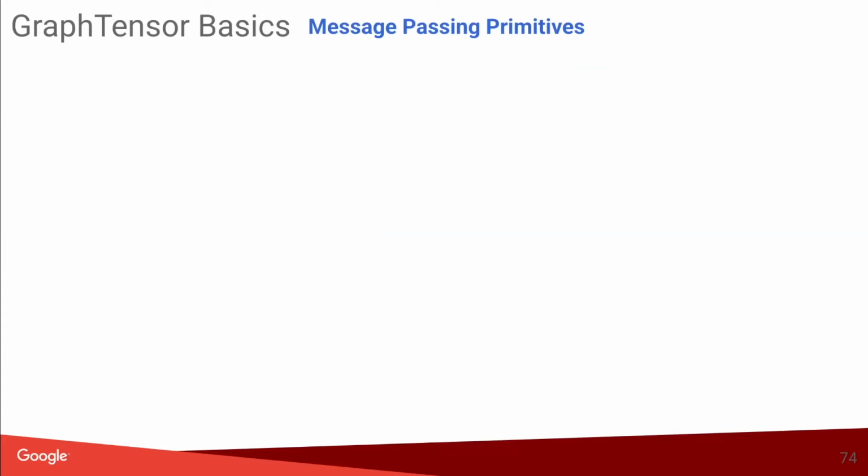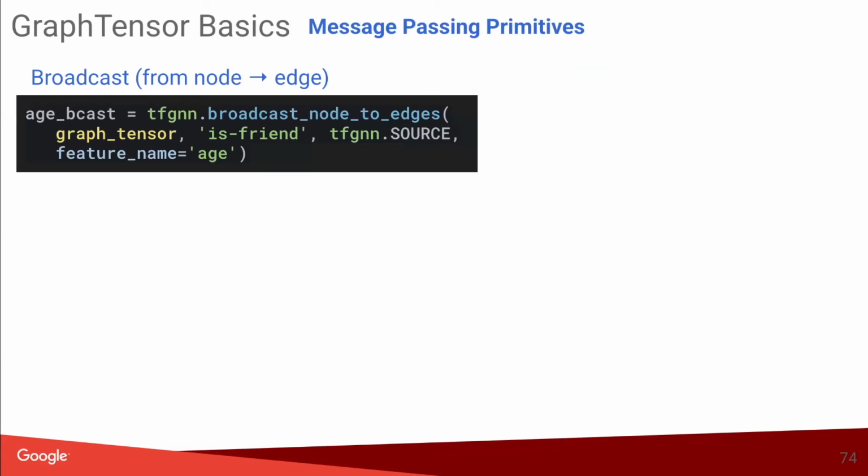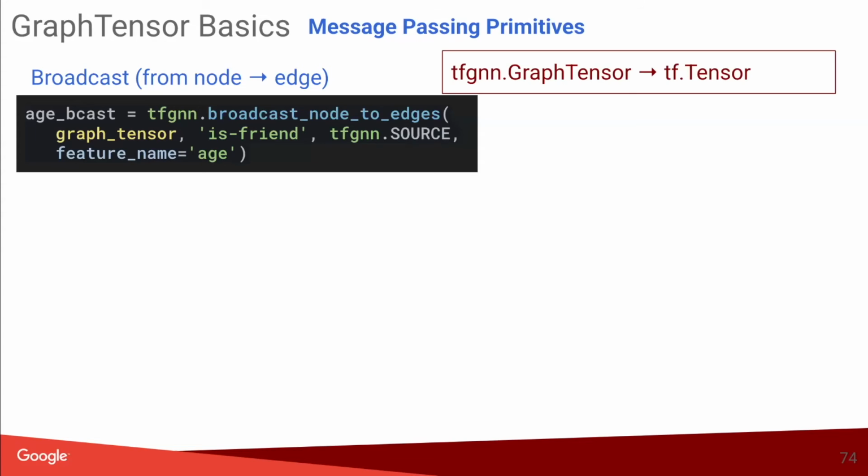Now let's take a look at how message passing happens over the graph. There are two main low-level operators that support sending data across the graph. These complementary operators are the broadcast and the pooling operators. So here's an example of a broadcast operation using the tfgnn.broadcast_node_to_edges call, which sends this edge feature from the source node to the adjacent edges of the edge set isFriend. And this function takes a graph tensor and returns a TF tensor.